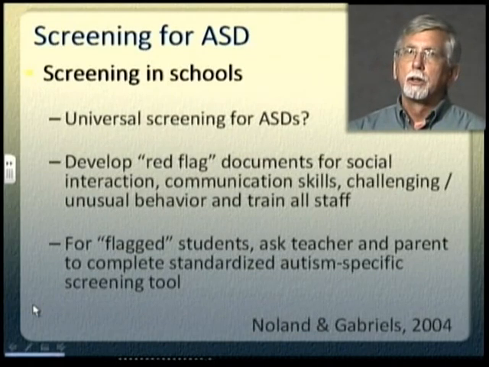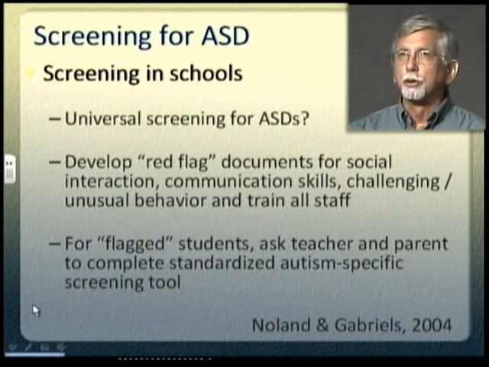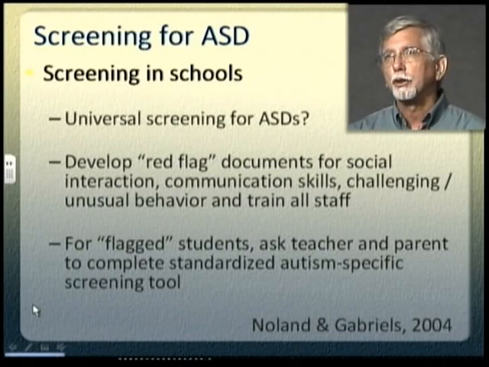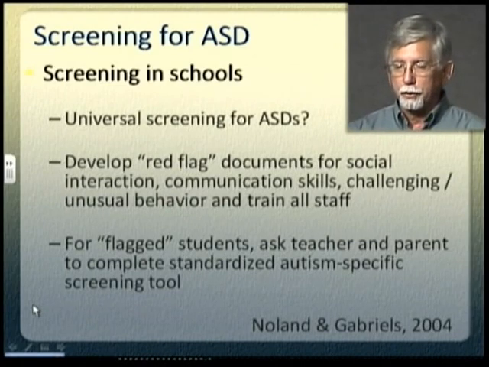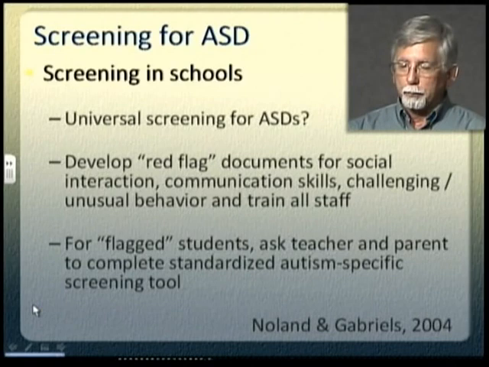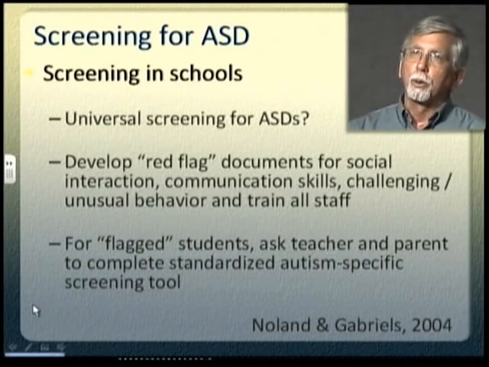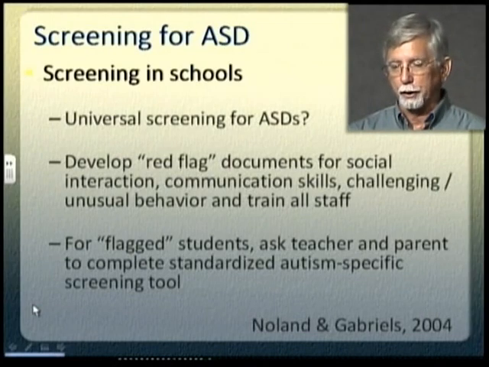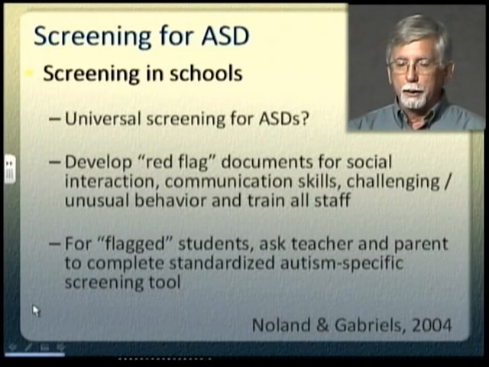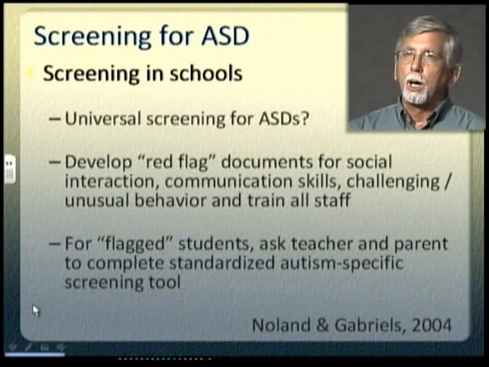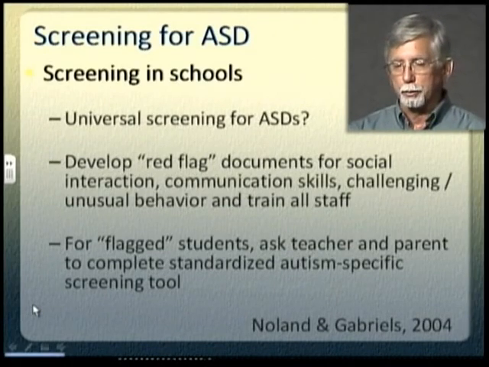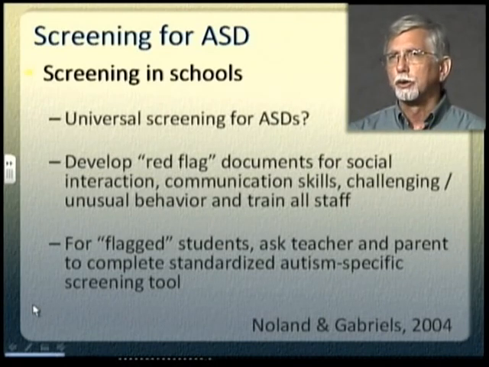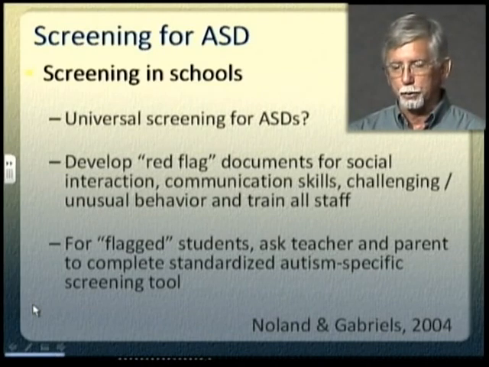In a school context, it's unlikely that most schools will practice universal screening. We don't really have a universal screening mandate for autism in the schools. But there has certainly been a call for schools to be doing more active case finding with regard to children with autism spectrum disorders. Nolan and Gabriel's put out a model for what such a screening process might look like, or how schools might approach the task of more active case finding of children with autism spectrum disorders.